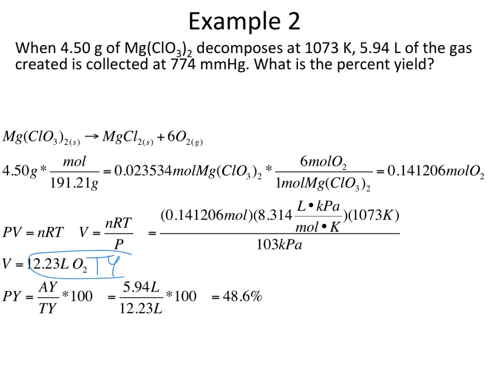That's the maximum amount of oxygen that can be created from 4.50 grams. Now, only 5.94 liters was collected, so maybe some escaped or whatnot, but our percent yield here was only 48.6%. That's pretty low, but it is the correct answer.